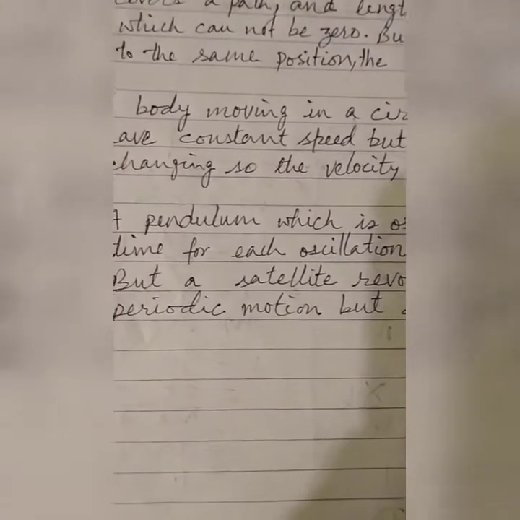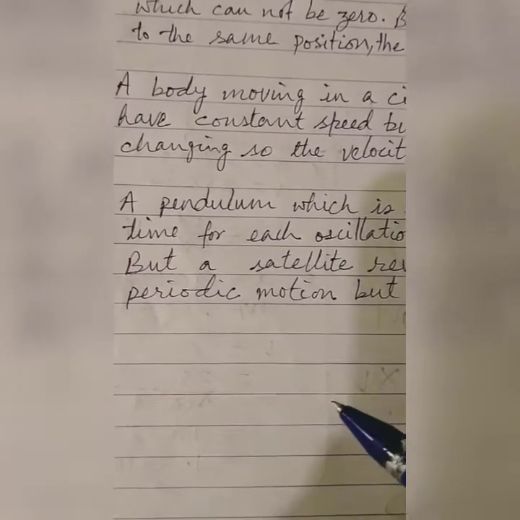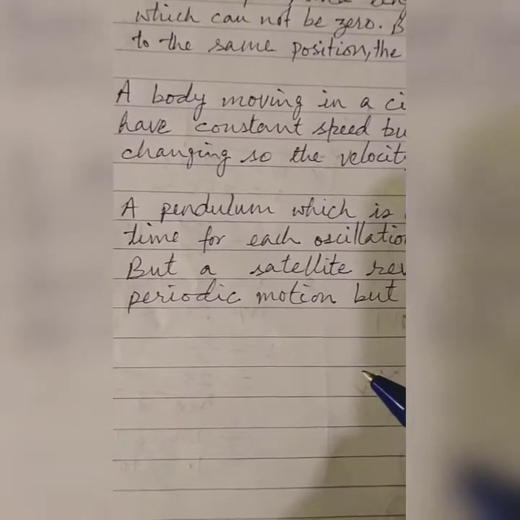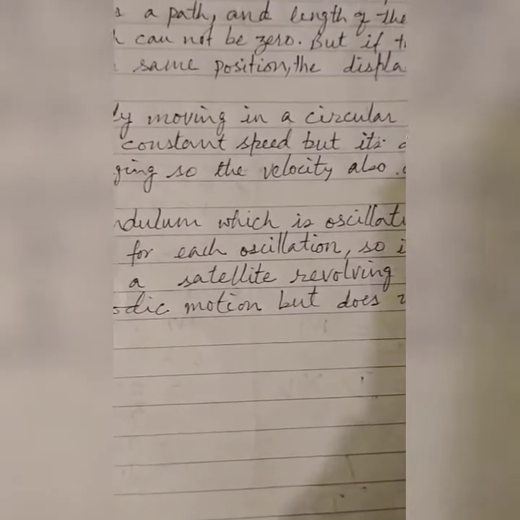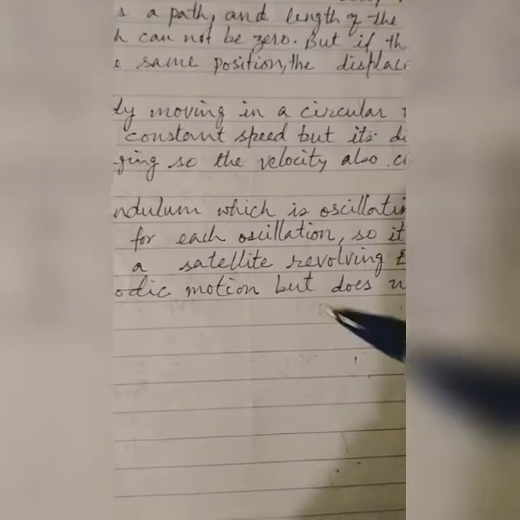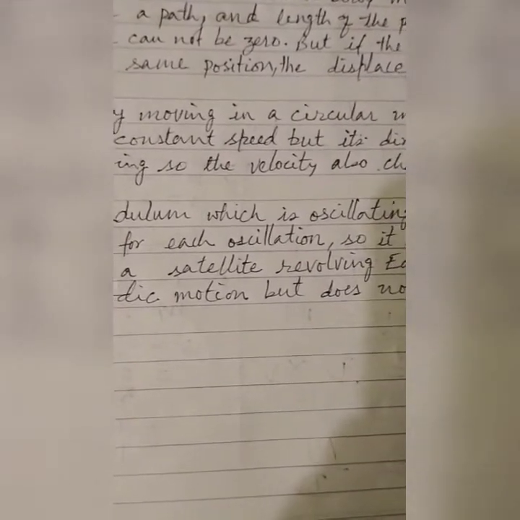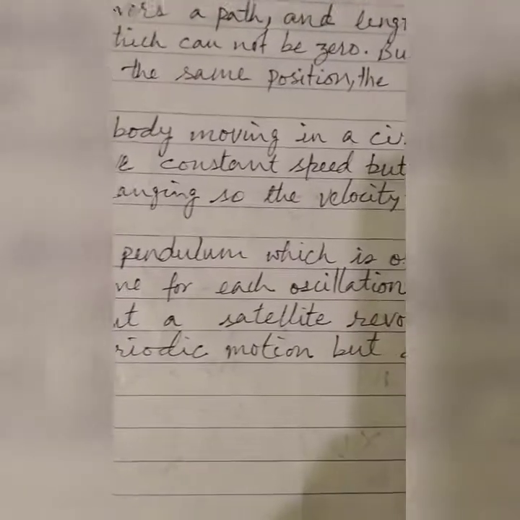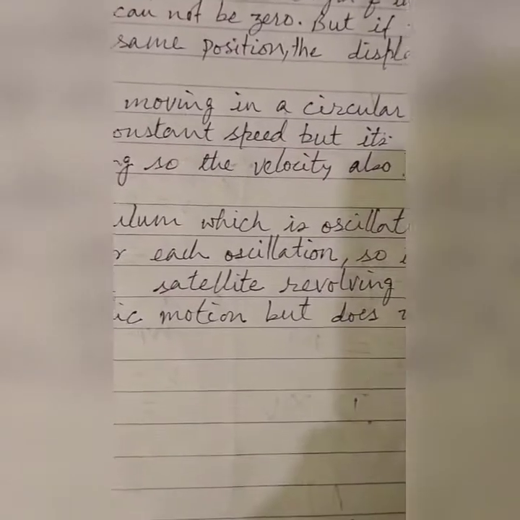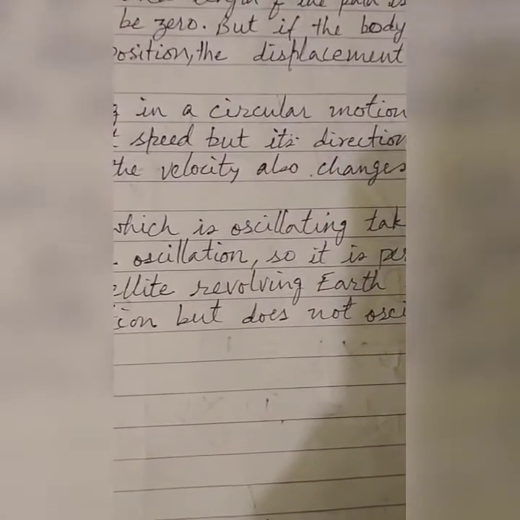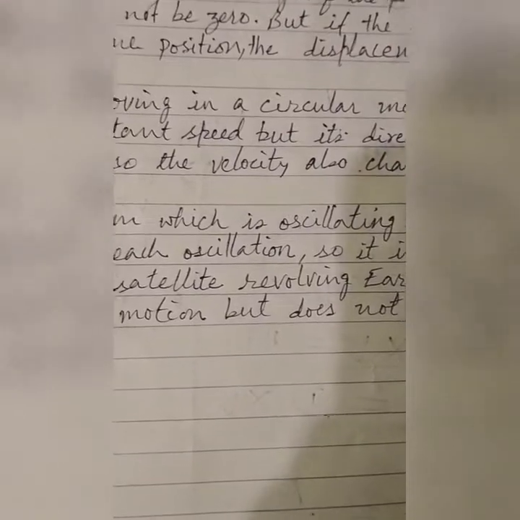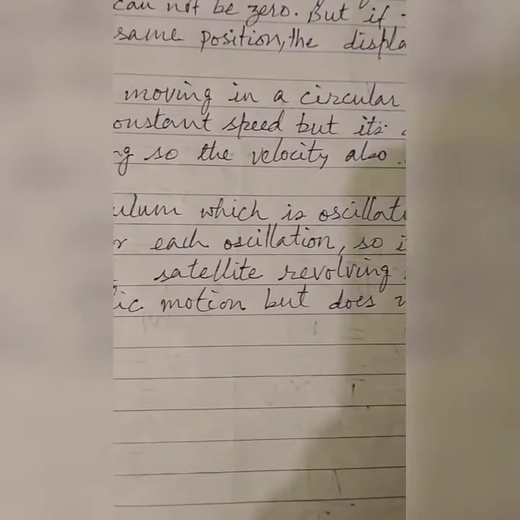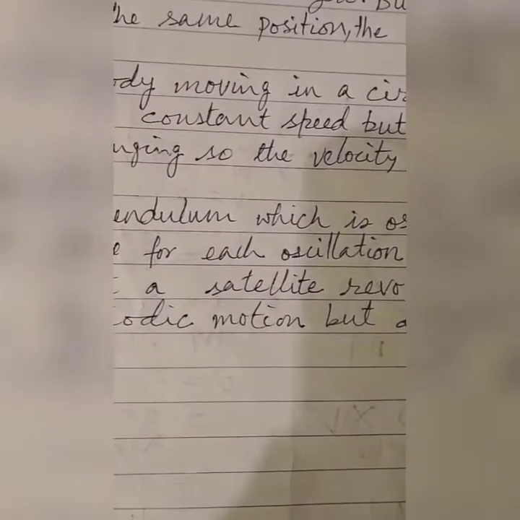But a satellite moving around the earth or any other planet is periodic, it takes the same time for each revolution, but it has no oscillatory motion. So a periodic motion may not be oscillatory, but oscillatory motion always has a periodic motion as well.